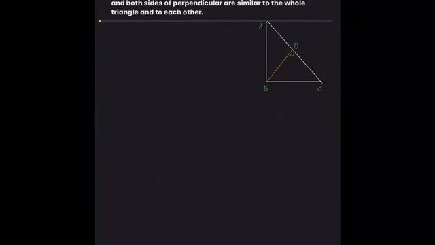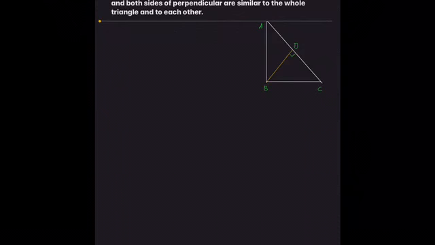Good morning, children. We'll see theorem 6.7. If a perpendicular is drawn from the vertex of the right angle of a right angle triangle to the hypotenuse, then the triangles on both sides of the perpendicular are similar to the whole triangle and to each other.